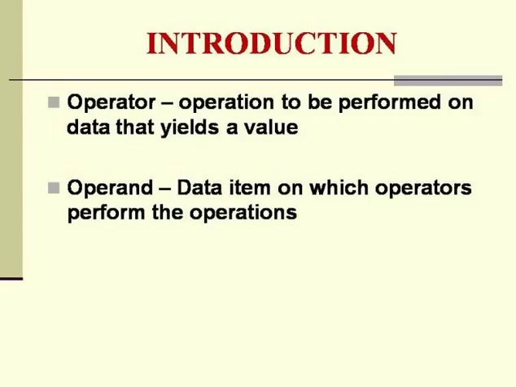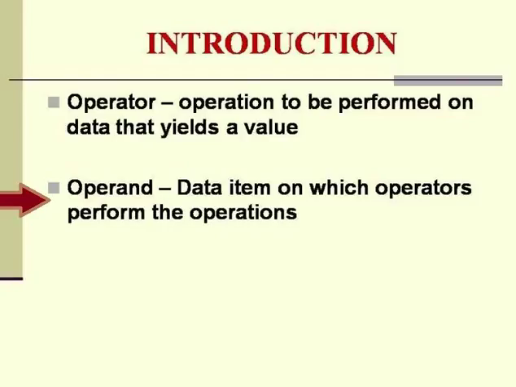An operator represents an operation to be performed on some data and it should give some value, some result. And an operand is a data item on which the operator performs the operation. So, every operator needs some data, some value on which it has to operate, and that particular data on which it operates is called an operand.